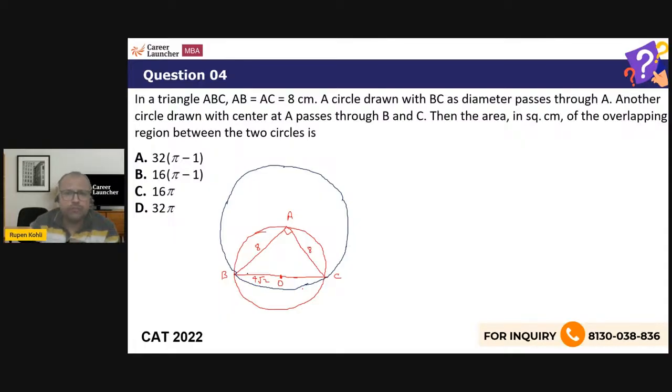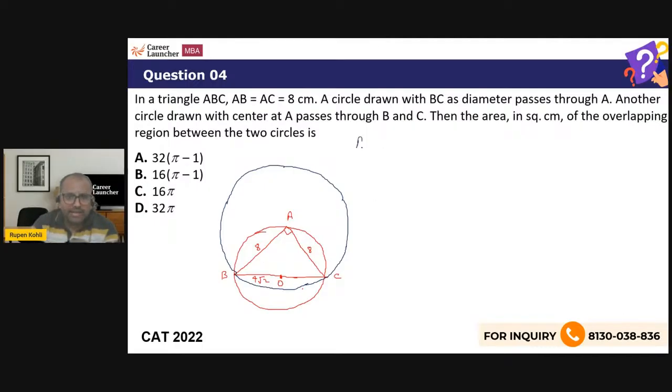Okay, so what we have to find is the area of the overlapping region between the two circles. Overlapping common region between the two circles. You can see one part above BC, which is the semicircle itself, that is common obviously, plus another segment below BC, right? So clearly the required area is the sum of the areas of these two segments, right?